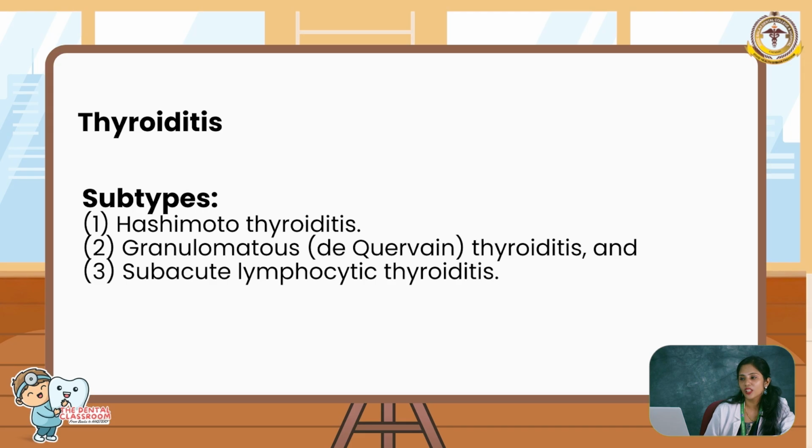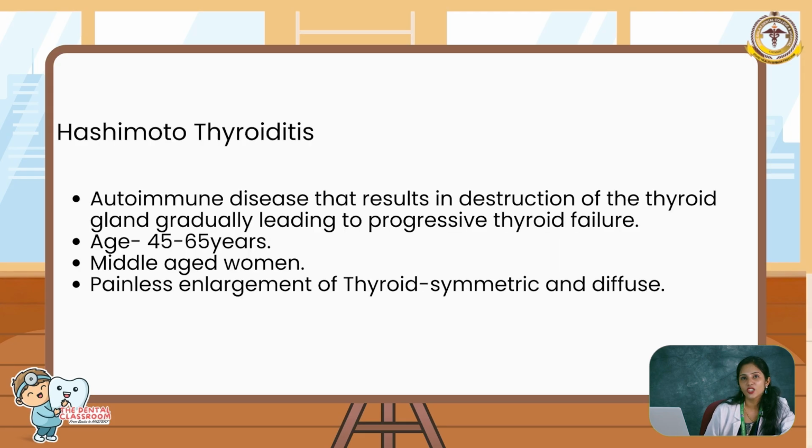Let's move on to another topic called thyroiditis. Thyroiditis means inflammation of the thyroid gland. We divide it into 3 subtypes. First is Hashimoto's thyroiditis, second is granulomatous thyroiditis, and third is subacute lymphocytic thyroiditis. All thyroiditis are very common in middle-aged women, between the age group of 30 to 50 years.